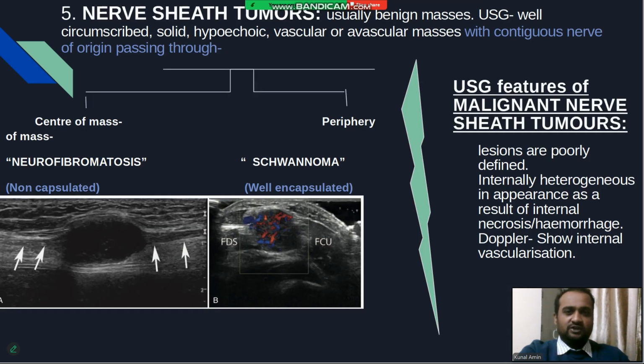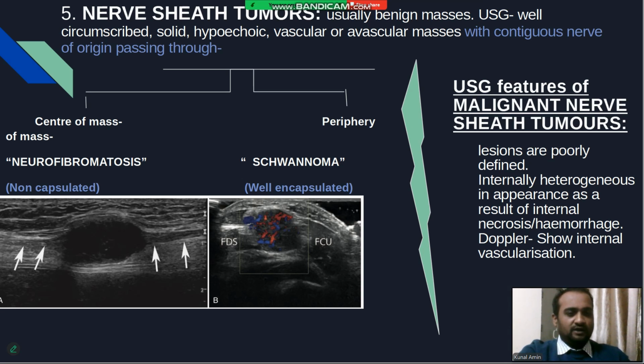We move on to nerve sheath tumors, which are usually benign masses. On ultrasound, they are seen as well-circumscribed, solid, hypoechoic, vascular or avascular masses with contiguous nerve of origin passing through. Here we see a non-encapsulated mass in a case of neurofibromatosis, and we see a well-encapsulated mass in the case of schwannoma. The ultrasound features are poorly defined.